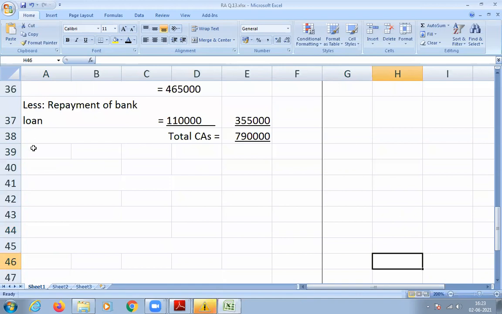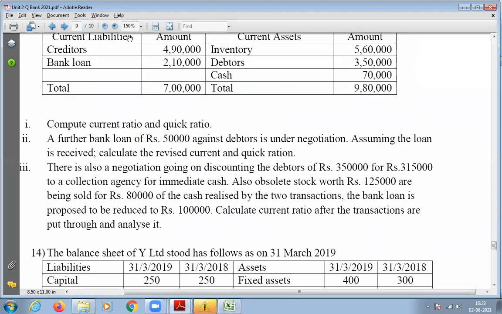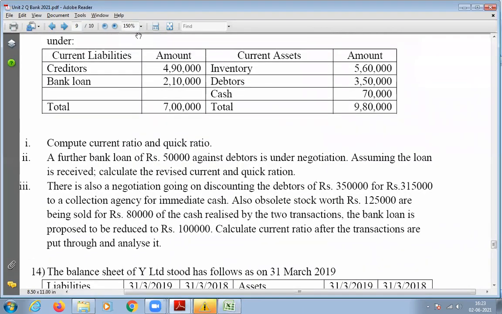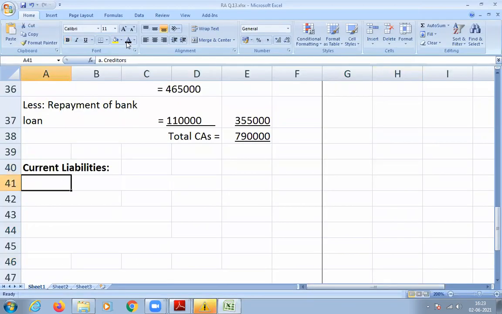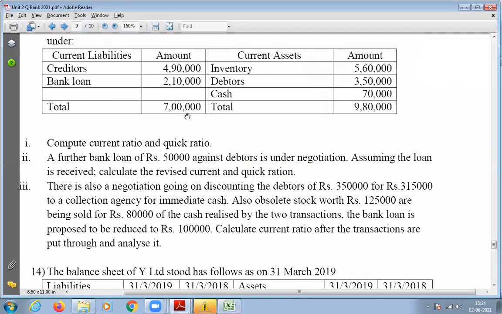Next, you have to calculate revised liabilities. So what liabilities has he given us? Creditors. Any change in creditors? No, sir, no change. Nothing he has mentioned about creditors, so we will take as it is. That is 4,90,000. And the bank loan is reduced. Already we discussed. I will write down that bank loan.